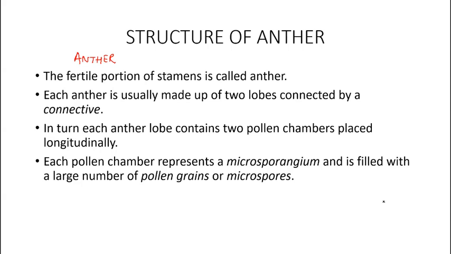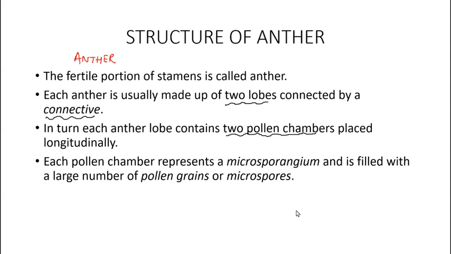So how does the anther look? The anther is the male reproductive unit of the flower. Each anther is made up of two lobes, which are connected together by a tissue known as the connective. This is not the connective tissue that we see in blood. Connective is a kind of tissue which connects the two lobes of the anther. Clear? Now, each anther lobe contains two pollen chambers.